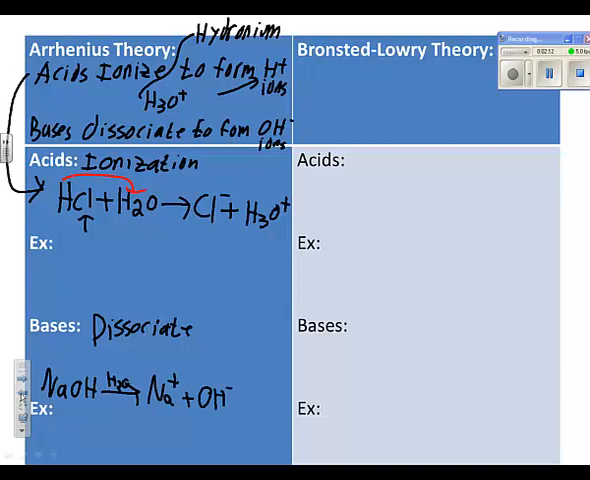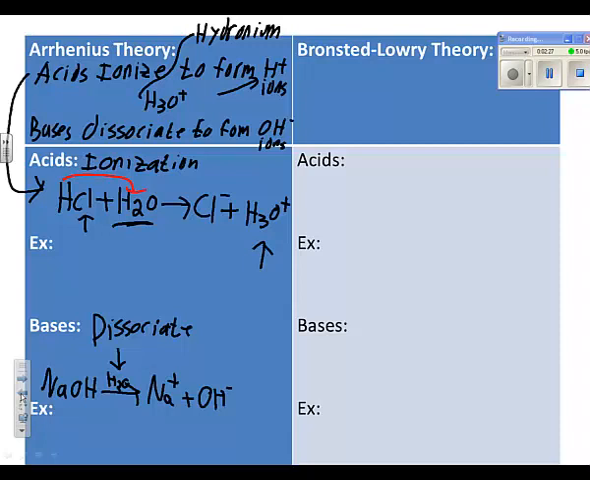But make sure you know the difference between ionization and dissociation. Ionization has water as a reactant, dissociation has water on the line. Ionization forms hydronium, dissociation just forms 2 different ions just separating apart.